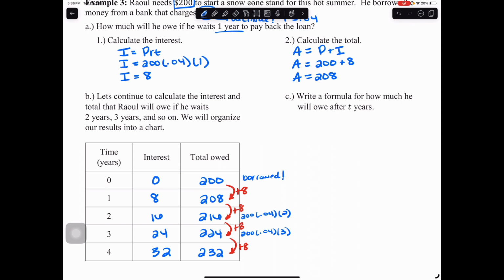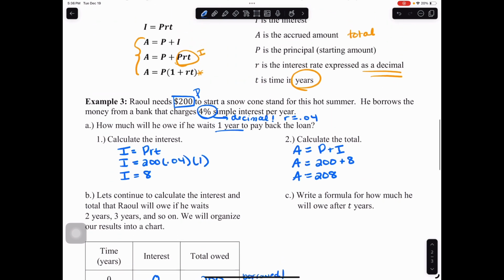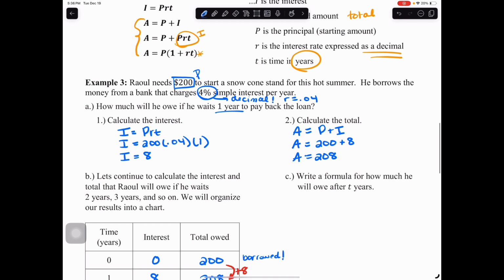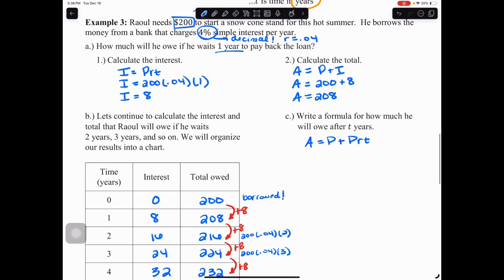So now in part C, it says write a formula for how much he will owe after T years. So we want the full formula. Going up here and looking at it, the first one I'm going to use is the third one down. I could write it as A equals the principal plus the principal, the rate, and the time, which is the interest. So I could write A equals 200 plus 200 times the rate times the time, which we're going to leave as T because we want to be able to find it in general.